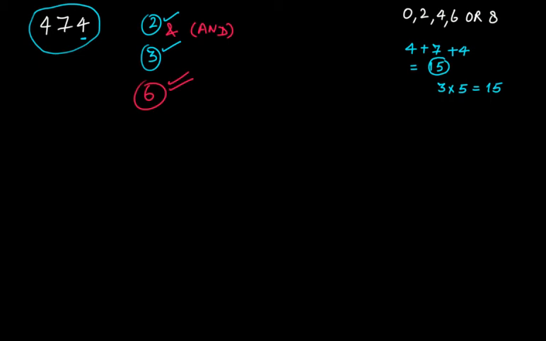Let me take one more example. What about 432? Is this number divisible by 2? You would say yes, this is divisible by 2 because we have 2 at the units place, therefore it satisfies the condition for the number 2.